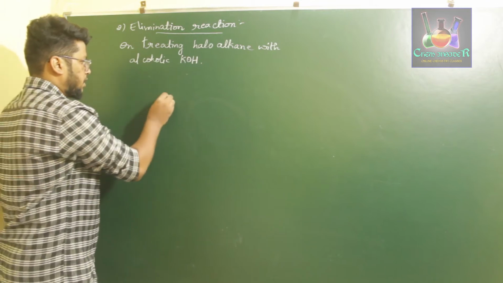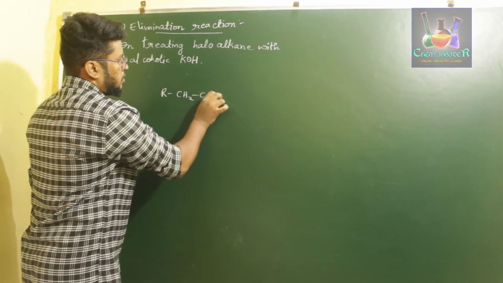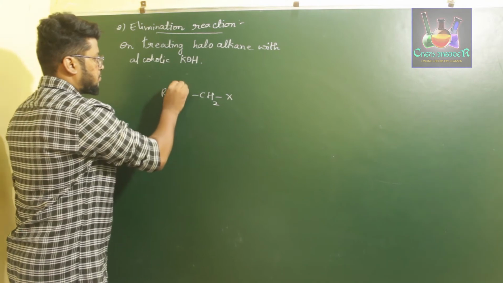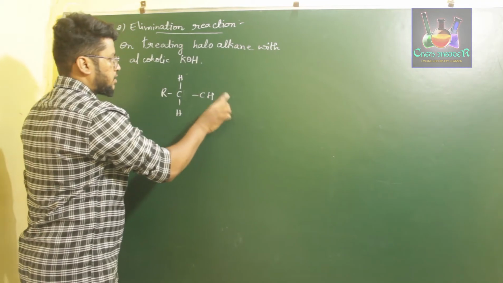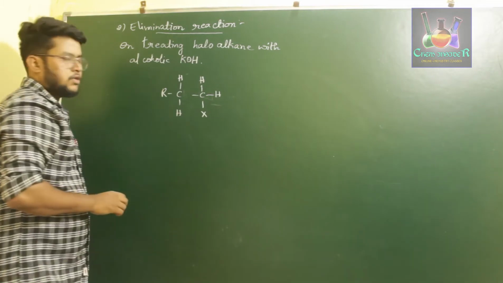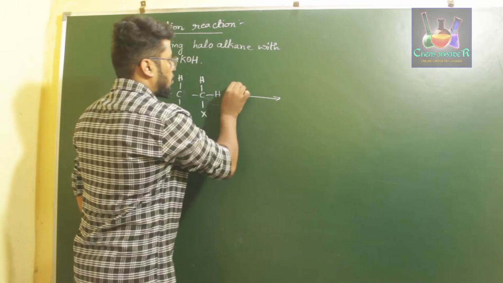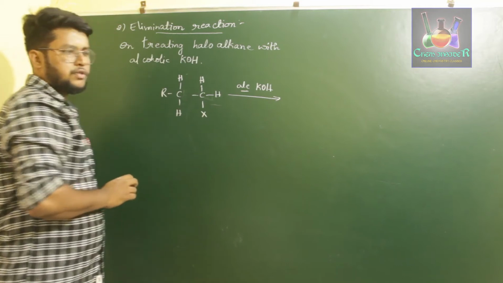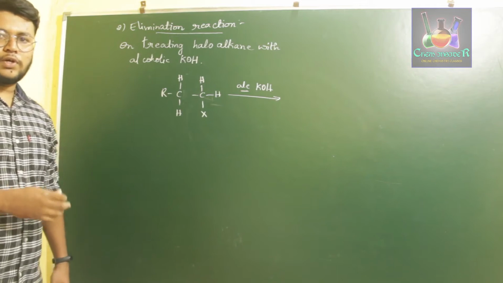Let us say, for example, RCH2CH2X. I am going to write this CH2 in a split manner like this, and I am going to write this also in a split manner, H and X. So this is the given haloalkane. When this haloalkane is treated with alcoholic potassium hydroxide, remember it should be alcoholic. If you are using aqueous KOH, it gives a different reaction. Here we are using alcoholic KOH for the elimination reaction.